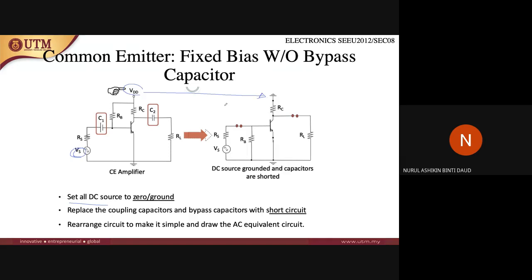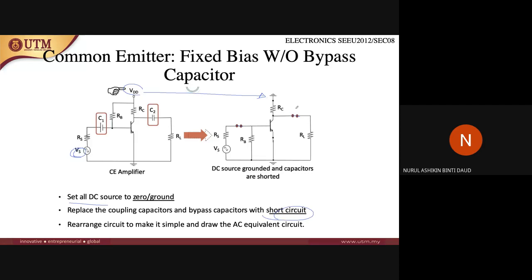Okay, it should be grounded, or we assume that it's going to be 0. So set all the DC sources to 0 or ground. Next, replace the coupling capacitor and bypass capacitor with short circuit. So it means that you just connect these two circuits together with a short circuit, and then rearrange the circuit to make it simple and draw the AC equivalent circuit.